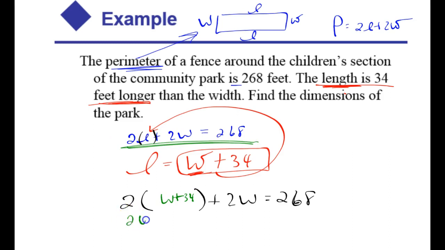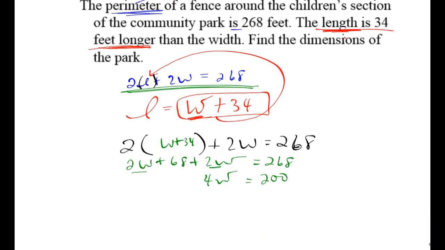Let's finish this up. 2W plus 68 plus another 2W equals 268. Well, if I subtract off 68, looks like I have 200 over here, and add the 2 W's for a total of 4 W's, and then divide through by 4, and I should end up with 50, because 4 goes into 200 50 times. So then I'm going to plug that 50 right here for W. I have a nice equation.